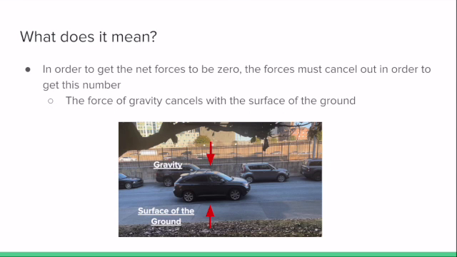Given that the net force is 0, this does not mean that there are no forces, but that the forces must cancel out in order to get the 0 value. For example, the force of gravity must cancel out with the force from the surface of the ground in order to achieve this 0 net force.